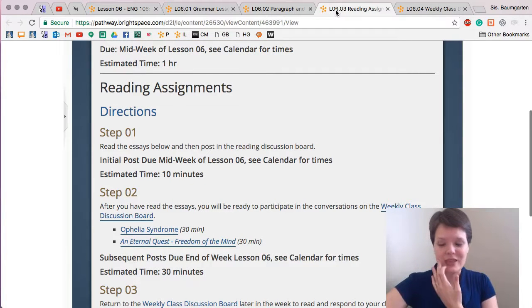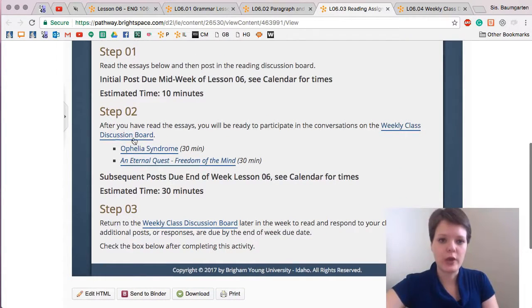And then in the reading assignments, we will be going over the Ophelia syndrome, which is kind of fascinating, and a great article, An Eternal Quest, Freedom of the Mind. And these are geared towards helping us look at other people's perspectives. And this is, again, very important for the critical thinking essay. And with these essays, feel free to be very introspective.